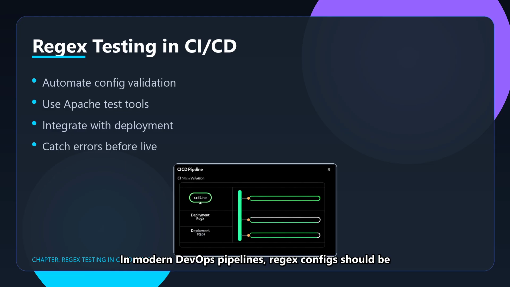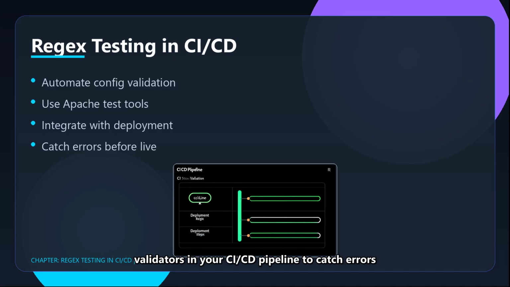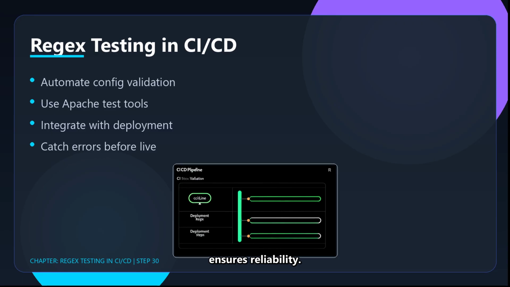In modern DevOps pipelines, Regex configs should be tested automatically. Use Apache's built-in tools or third-party validators in your CI/CD pipeline to catch errors before deployment. This prevents live site breakage and ensures reliability.